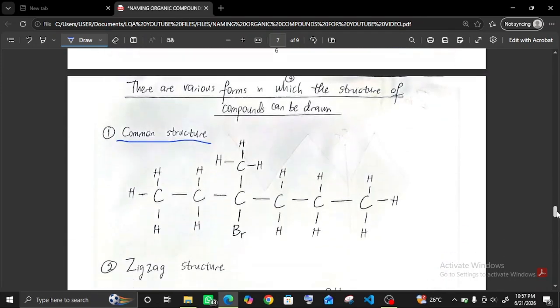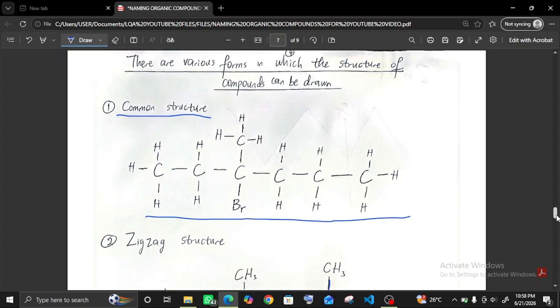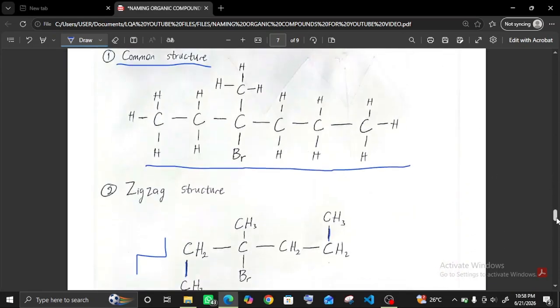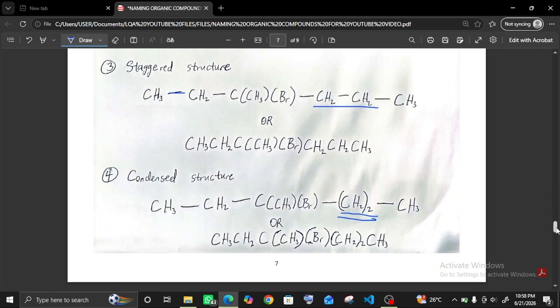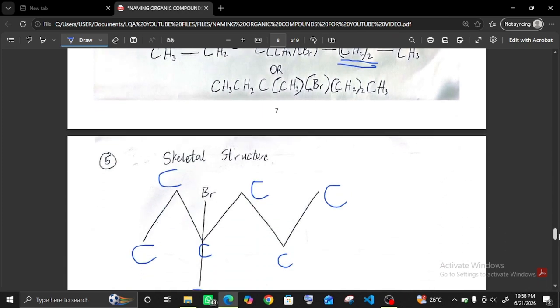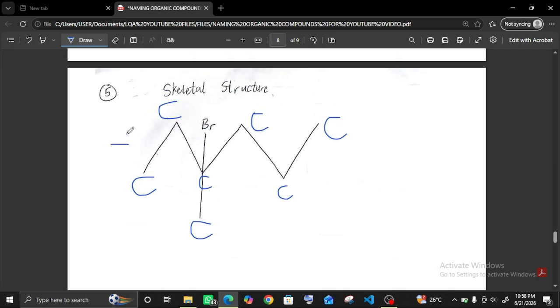Note what I did here. I intentionally used one organic compound for everything. So for the common structure, this is how the compound is. This is what the compound looks like. You can try to name this compound. As you can see, definitely this compound is 3-bromo-3-methylhexane. That's the name of the organic compound. Then you can see that in zigzag structure, this is how it looks. In staggered structure, this is how it looks. And in condensed structure and skeletal structure, this is how the organic compound looks. So whenever you see this one, position loves to ask this a lot.